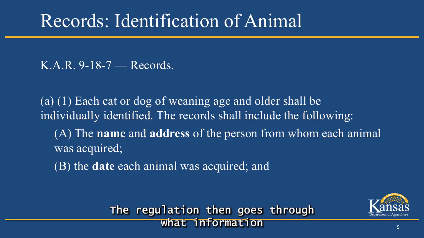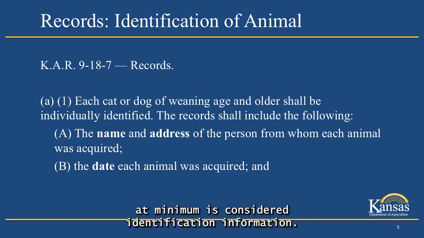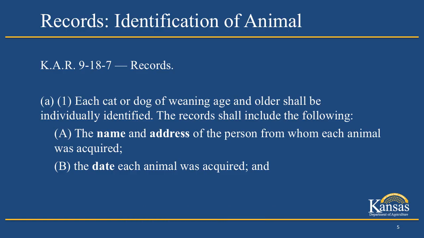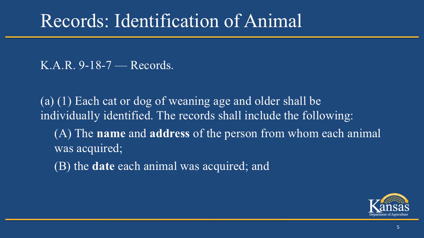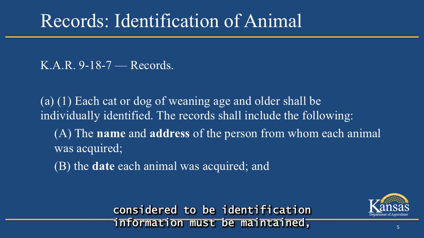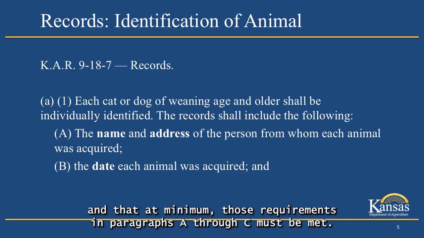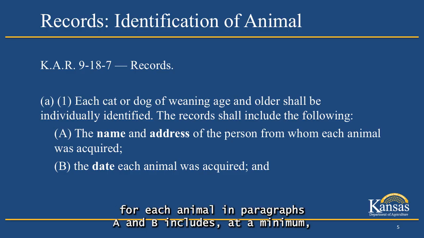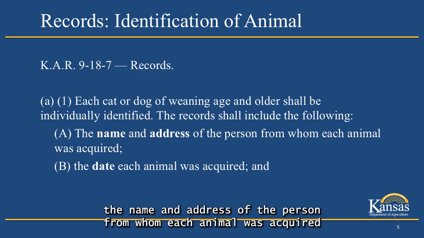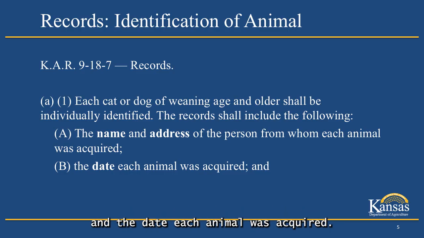The regulation then goes through what information at minimum is considered identification information. It uses the word include to indicate the minimum required information, which means that any other information considered to be identification information must be maintained, and that at minimum those requirements in paragraphs A through C must be met. The acquisition information for each animal in paragraphs A and B includes, at a minimum, the name and address of the person from whom each animal was acquired, and the date each animal was acquired.